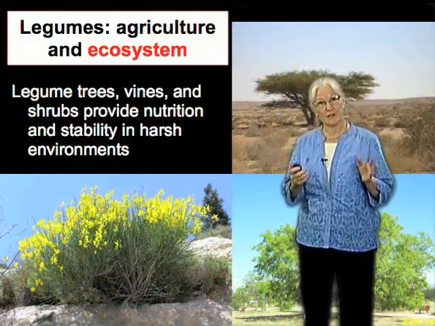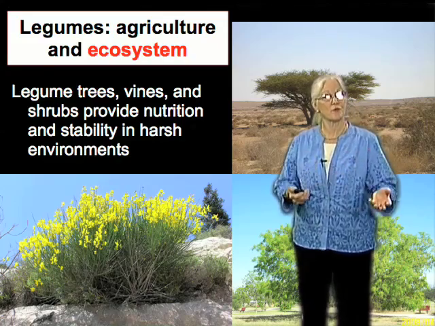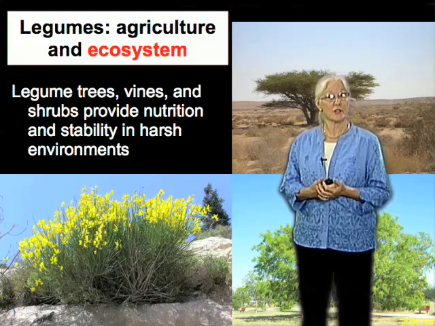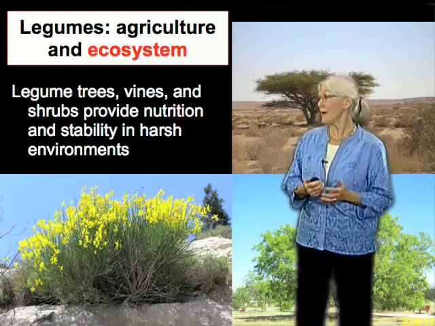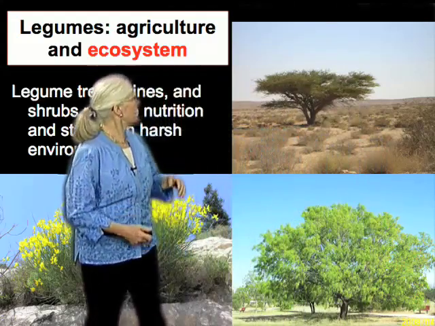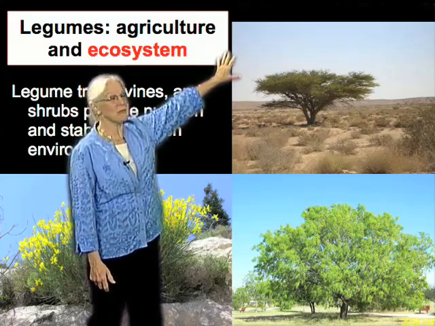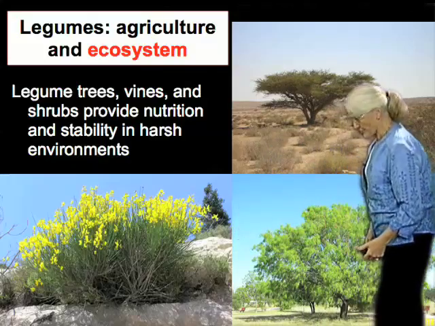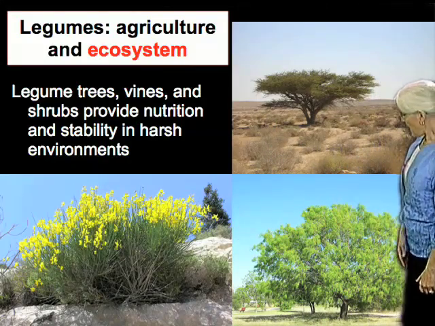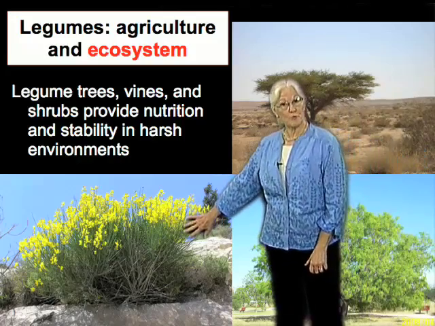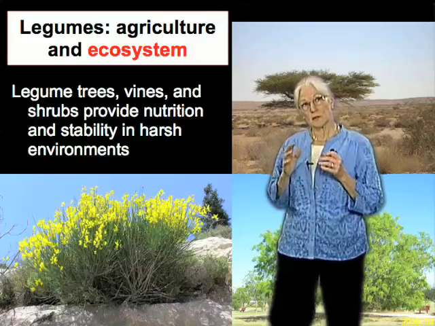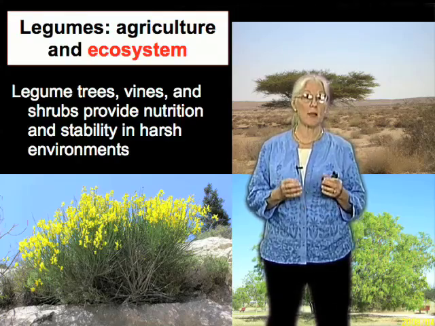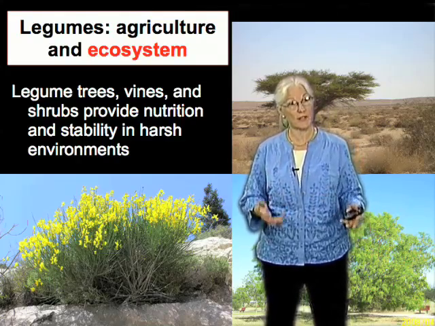But beyond the uses for human nutrition, these plants are very important in many natural ecosystems throughout the world. We might think, for example, of this acacia growing up in the African plain, or we could think of this mesquite tree. Let me show you this one over here. And here, a broom plant, a shrub. These legume shrubs and trees often grow in relatively harsh environments where they provide nutrition for the soil that's around them.